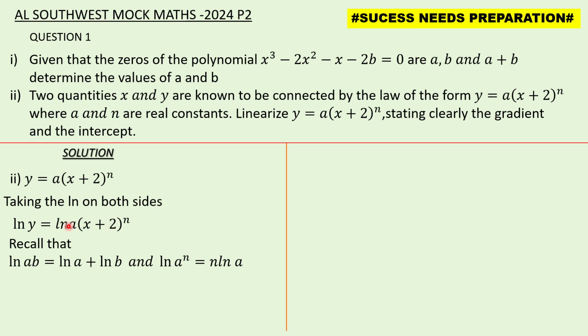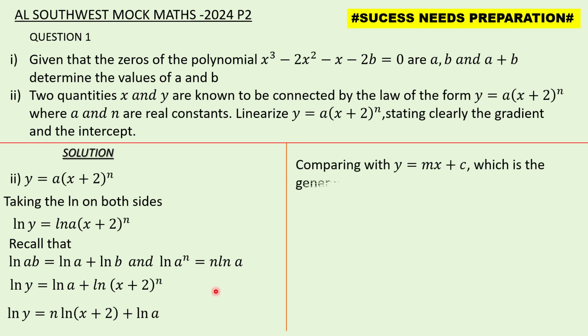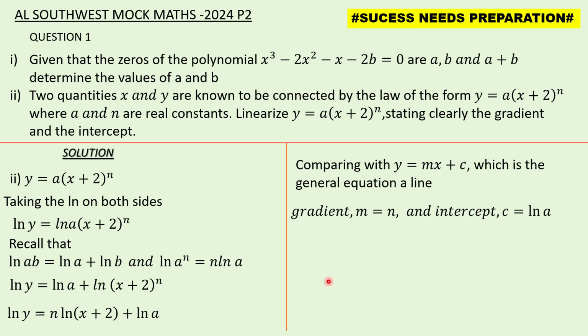Then from there, I can translate this equation to ln y equals ln a, I separate it, plus ln of x squared, x plus 2 all to the power n. I apply this law here to get what? ln y is equal to n ln of x plus 2, plus ln a. When I rearrange it directly, I compare it with y equals mx plus c, which is the general equation of the line. I will see that the gradient m is equal to n, and intercept c is equal to ln a.